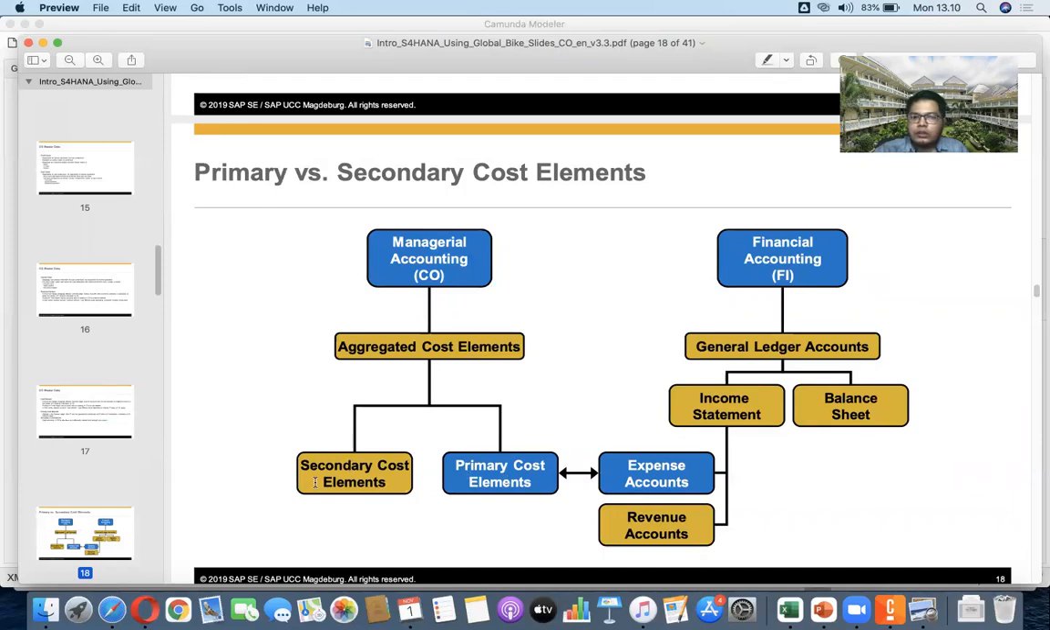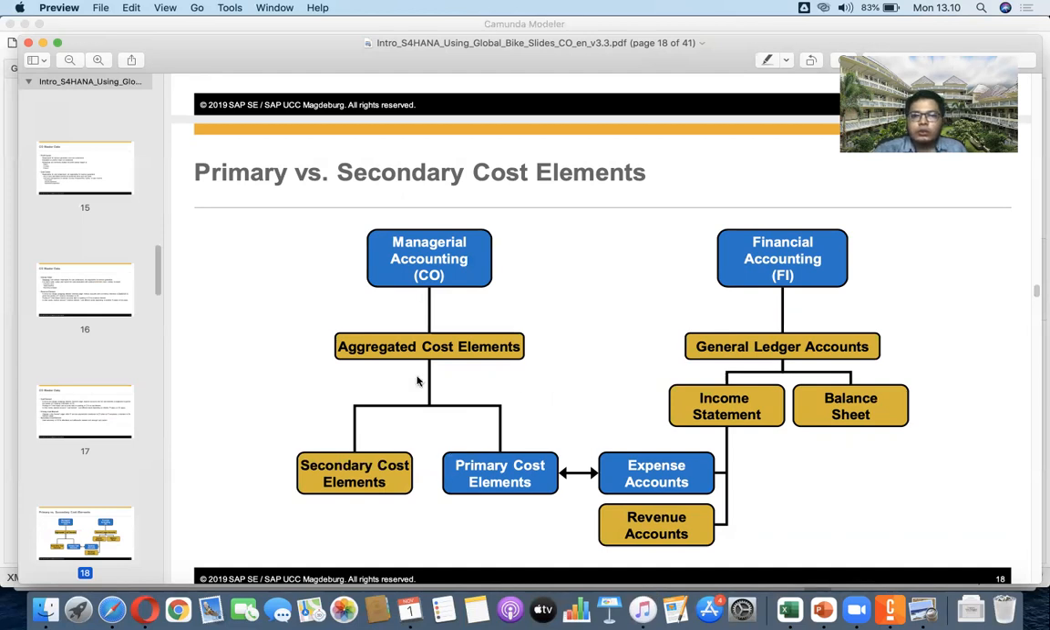And then what is the secondary cost element? It's basically like this. This gives the figure, or information, for the whole company, while for the manager, the company consists of many departments, right? Every department has its own budget and its own funding, and the aggregation of all of those departments becomes the whole company.